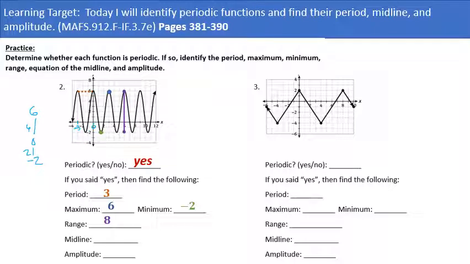Now, Mr. Weber, couldn't you just take the maximum, which is 6, and subtract it from the minimum, which is -2, as long as you remember that when you subtract a negative number, those two negatives are going to turn into a positive. 6 plus 2 is 8, and guess what? That's the range.